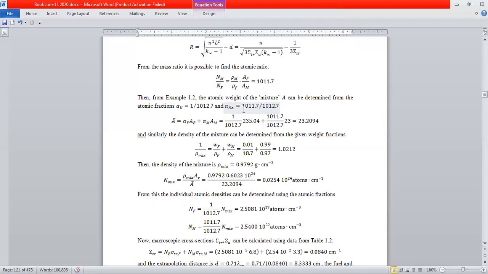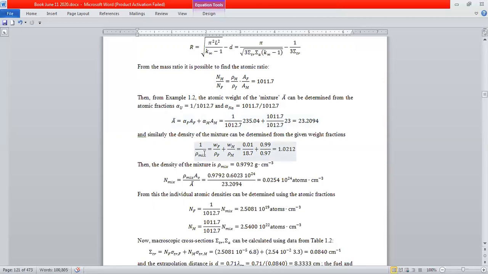Okay. So now the atomic weight of the mixture, A bar. Now go back to lecture 2 where I taught you this. So you can calculate the weight of the mixture, which is like this. And the density of the mixture you can calculate. See how important these things are?